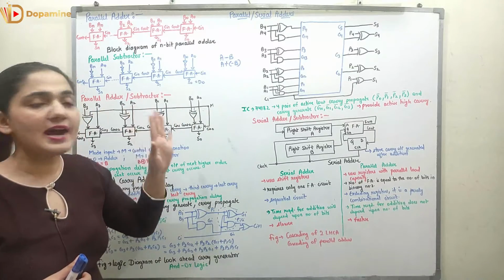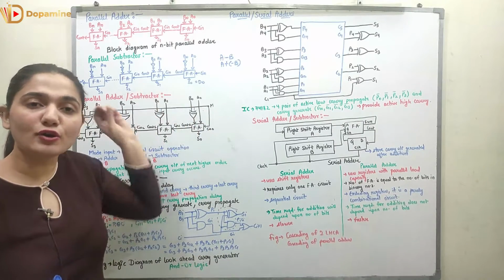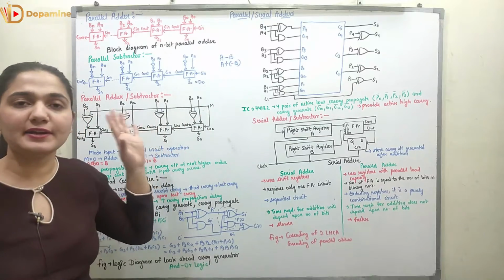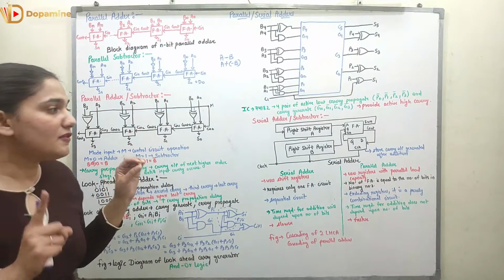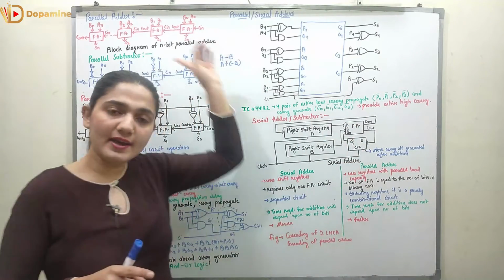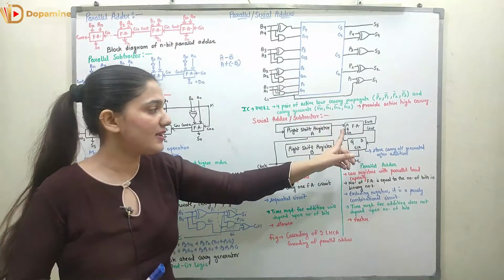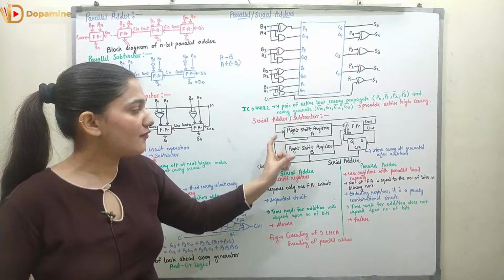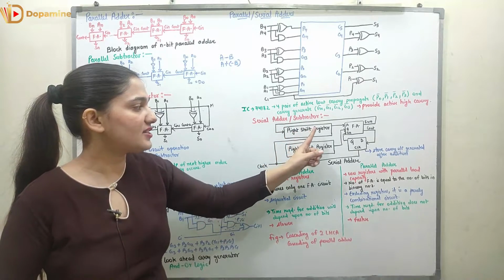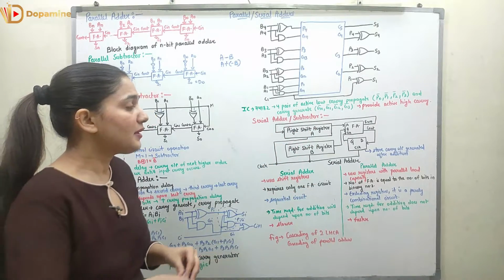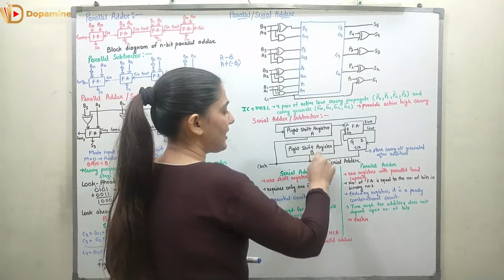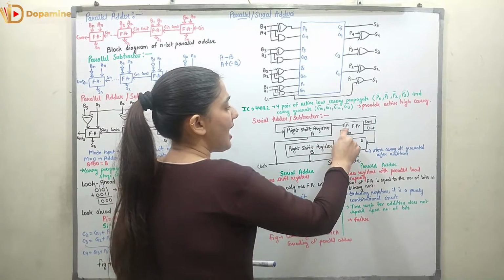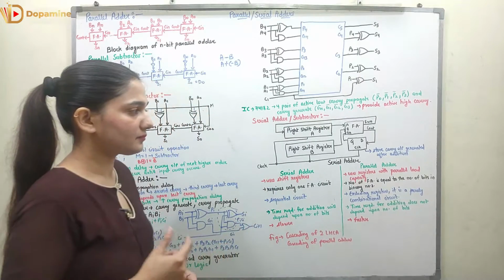Coming to the serial adder or subtractor. Now we have talked about all of the kinds of parallel adder or subtractor. Now coming to the serial adder or subtractor. Here we will just use one full adder. Here we were using n full adders, but here we have just one full adder. We have 2 shift registers, right shift register A and right shift register B. We are sending the output of right shift register A as the A input and right shift register B as the B input of the full adder, right?